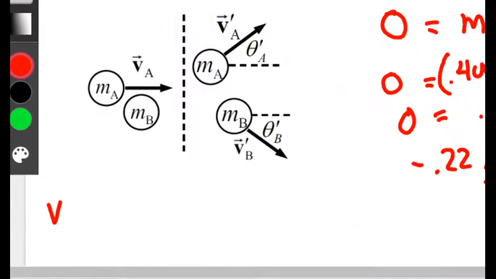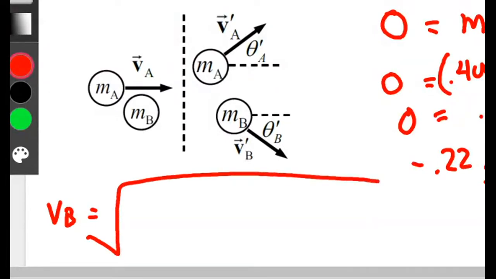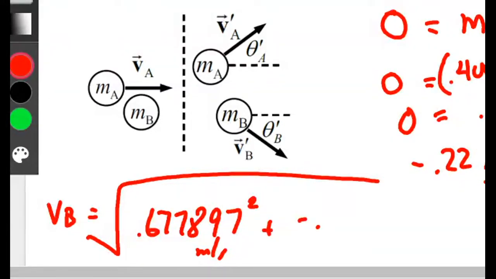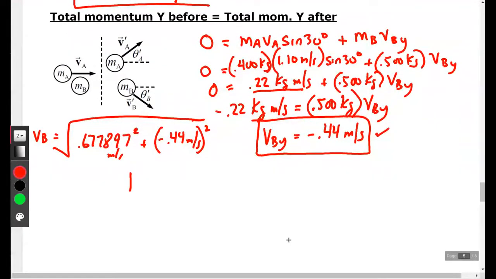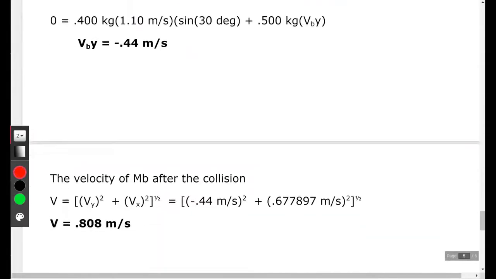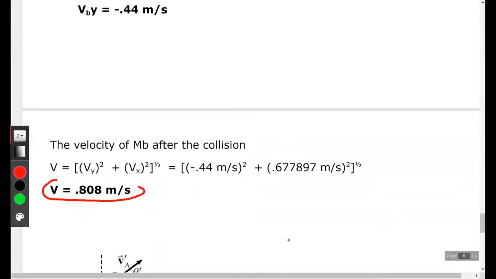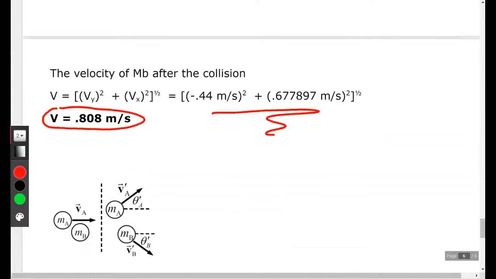So VB is the square root of 0.677897 squared. That's meters per second, plus negative 0.44 meters per second, and that squared, and you take the square root, and it turns out you get your VB. When you do all that, you get this, 3 significant digits. When you do your square root, you have the two terms right here, see? There it is cleaned up.